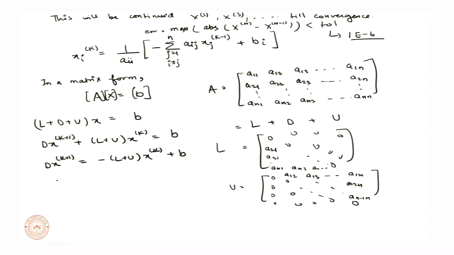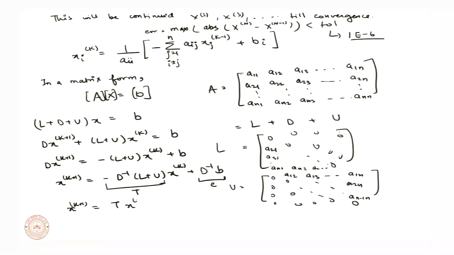And we can take D to the left hand side and take an inverse. x for the k plus 1th iteration is equal to minus D inverse of L plus U x of k, plus D inverse into b. Okay, we can take this as a matrix T and this as a vector C. So x of k plus 1 equals to T x of k plus C. Okay, so in the matrix form, we can solve this expression by the Jacobi method in this format. Okay, then the next one is our Gauss-Seidel.